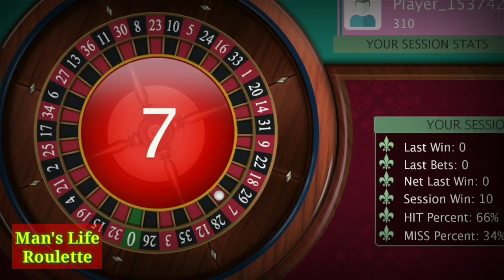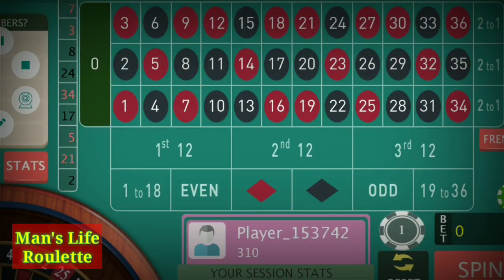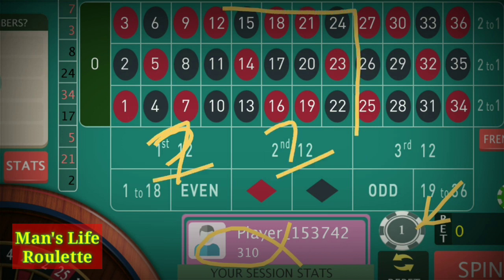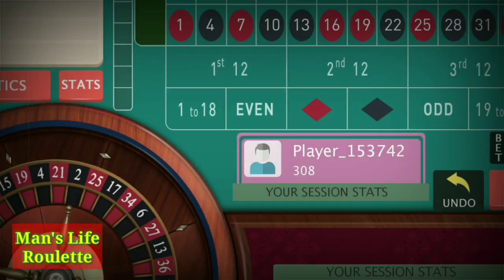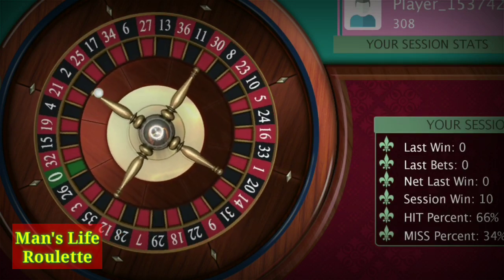So let's take an example for this also. Now the bankroll is 310, same $1 bets, but we'll put bets at two positions, one here and one here, so that we cover 24 numbers. So let's try. This is the first spin. If I lose here, I will increase the bets.